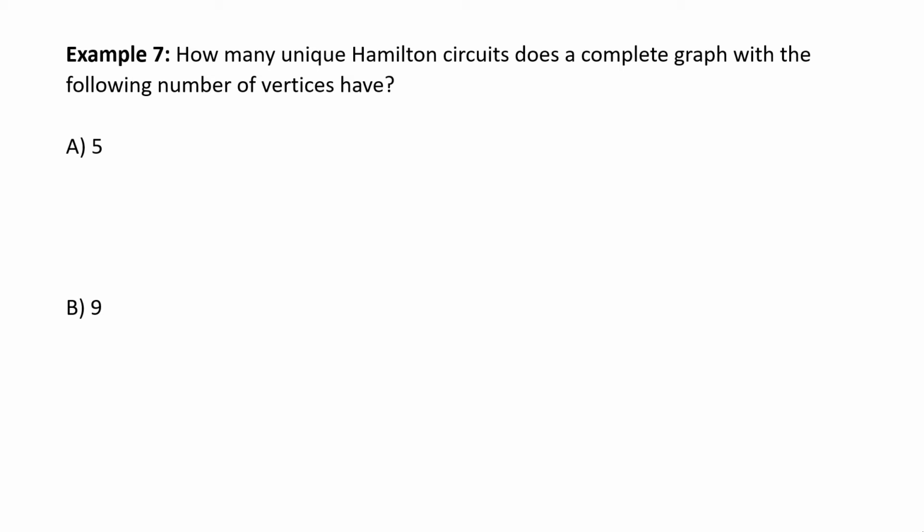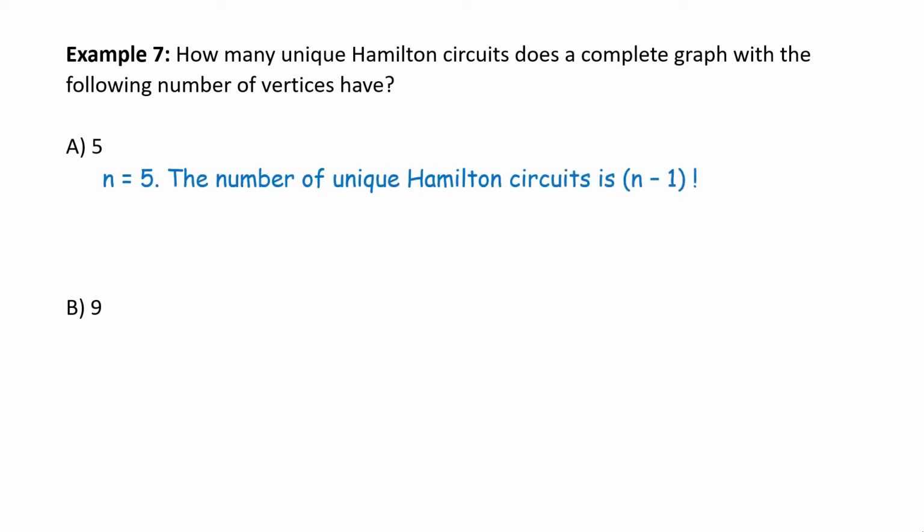Example, how many unique Hamilton circuits does a complete graph with the following number of vertices have? Part A, 5. That means n equals 5, and the number of unique Hamilton circuits is computed as n minus 1 factorial. So that'll be 5 minus 1 factorial, which is 4 factorial, and you can compute 4 factorial in your calculator. You'll get 24.